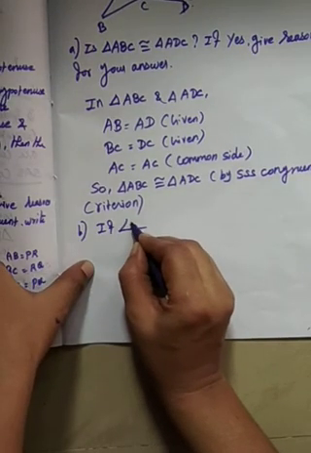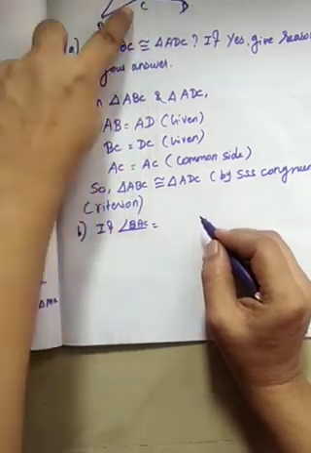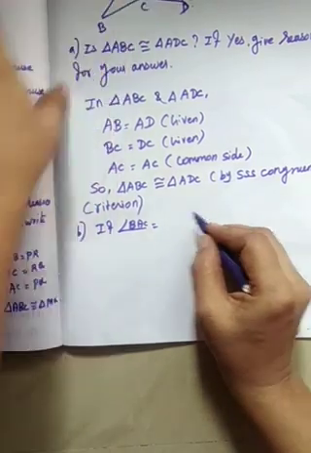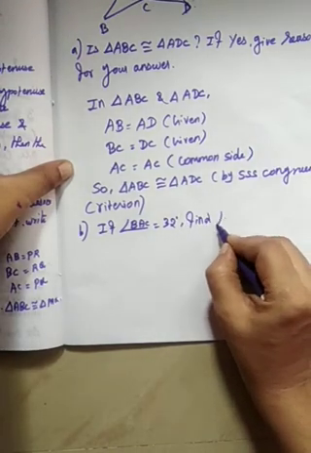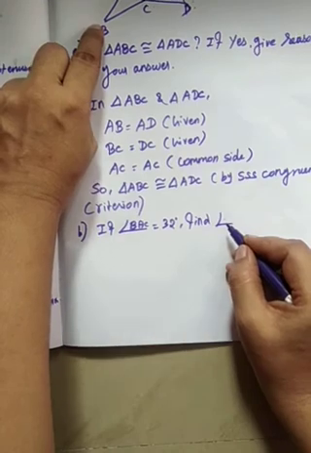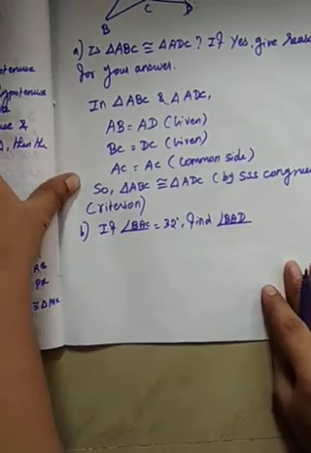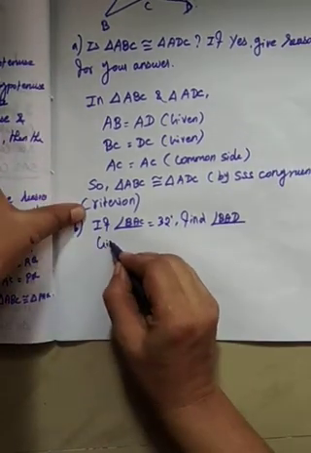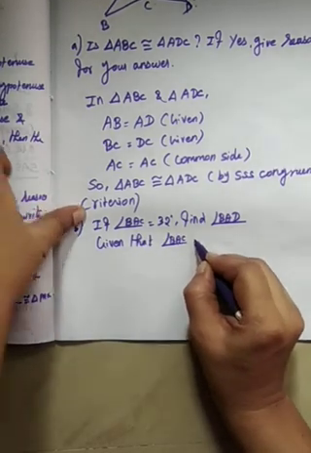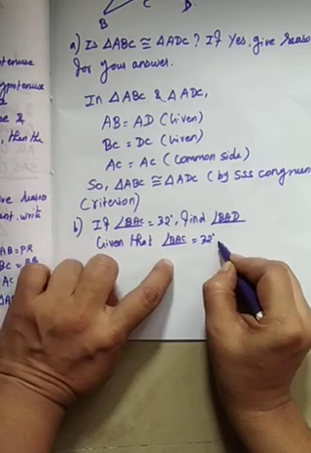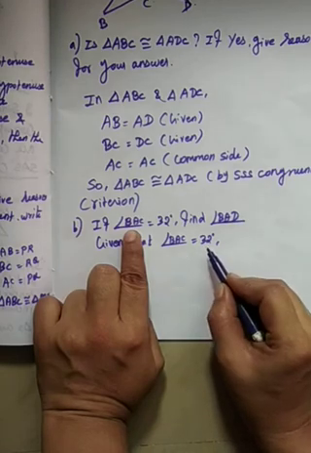See the next one. If angle BAC, in this angle A is 32 degree, find angle BAD. How can you solve that one? See here, given that the angle BAC equal to 32 degree. Okay, this is the given condition.